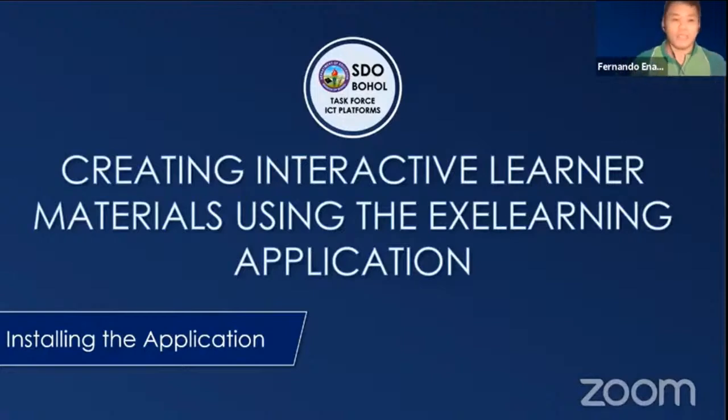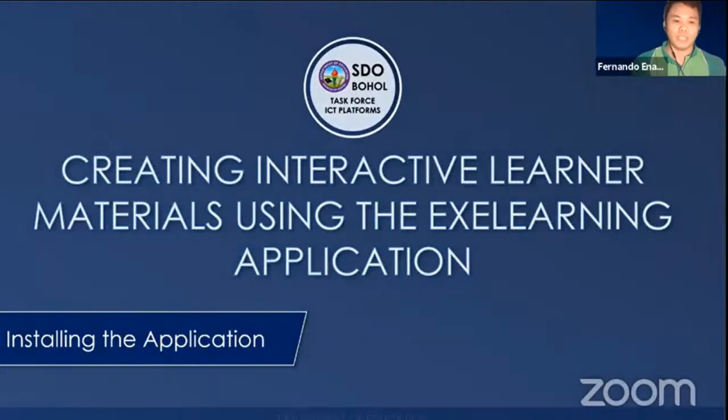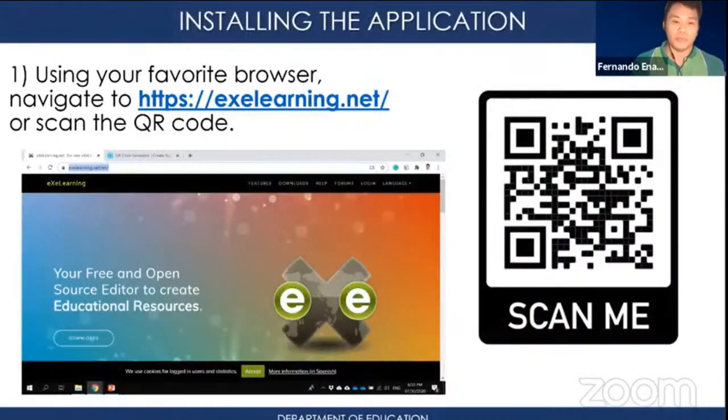Now, for us to be able to install the application, the first thing that we would need to do is access our favorite browser and navigate to https eXeLearning. You can type here eXeLearning.net. Or if you have a QR code reader on your phone, you can just scan this code and it would bring you to the eXeLearning site.